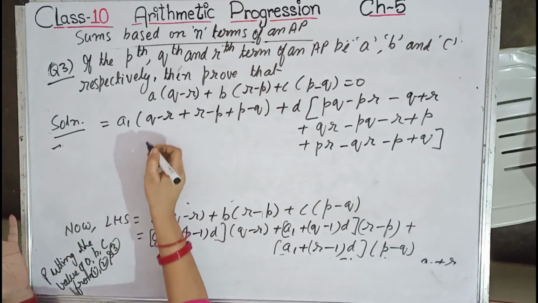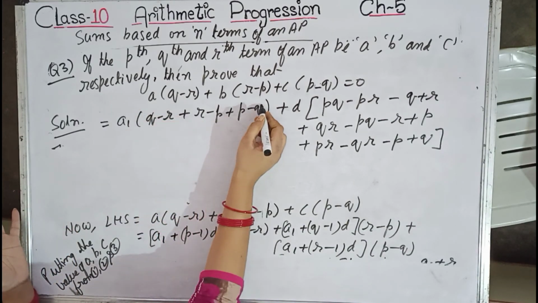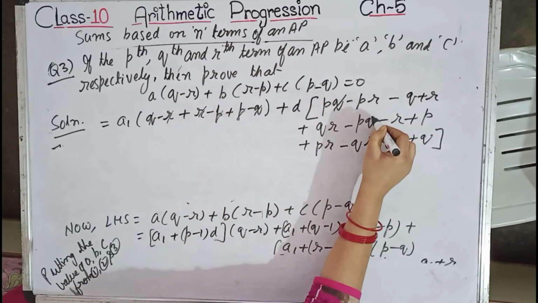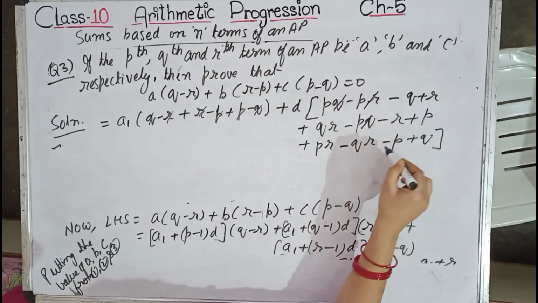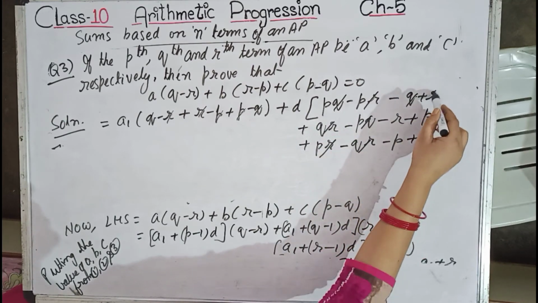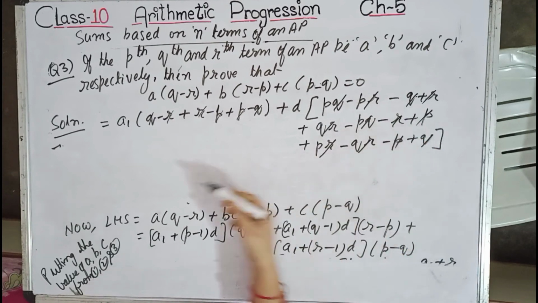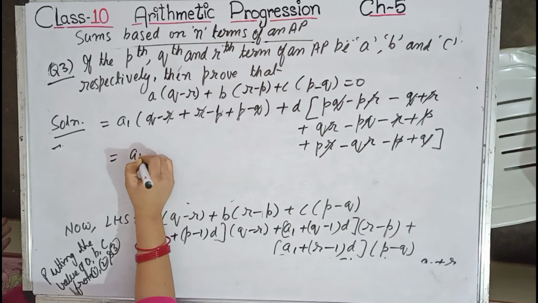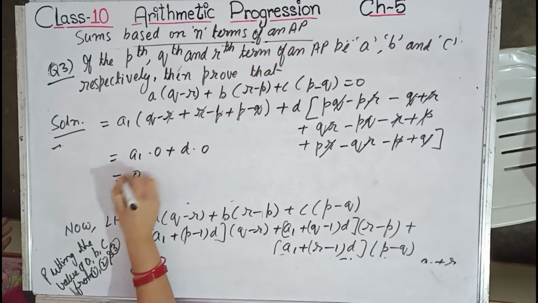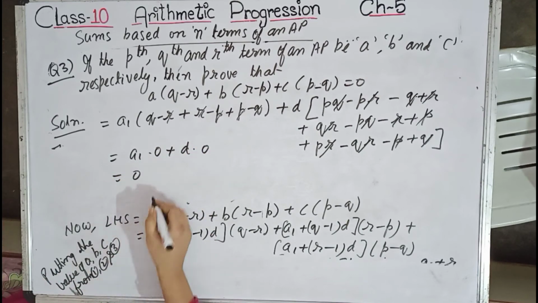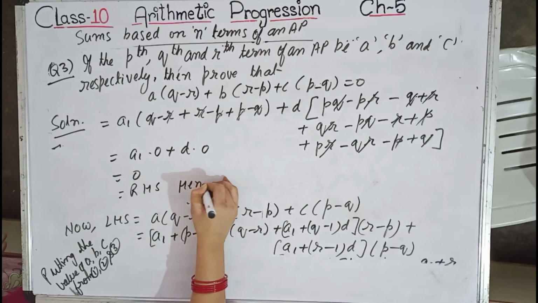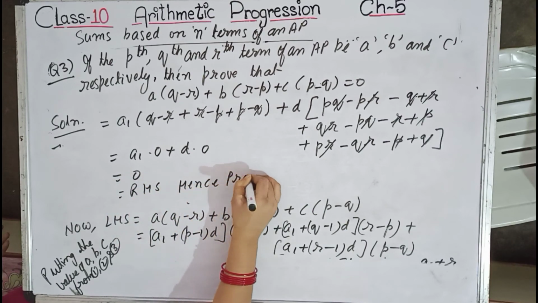Now you will see over here that all the terms will be cancelled. r, r, p, p, pq, pq, pr, pr, qr, qr, q, q, r, r, p, p. So we are getting a1 into 0 plus d into 0 equals to 0. So this is equals to RHS and hence proved.